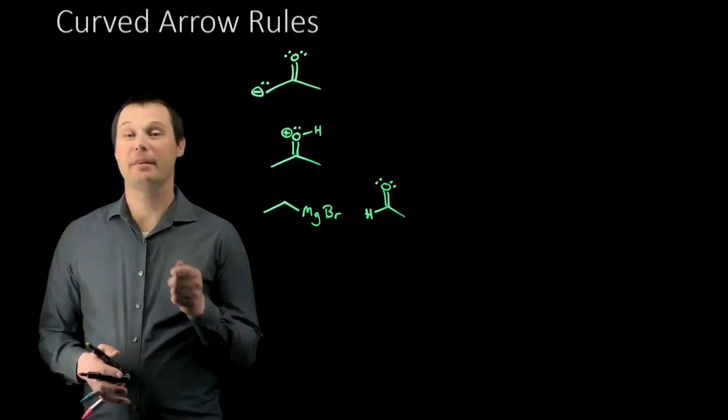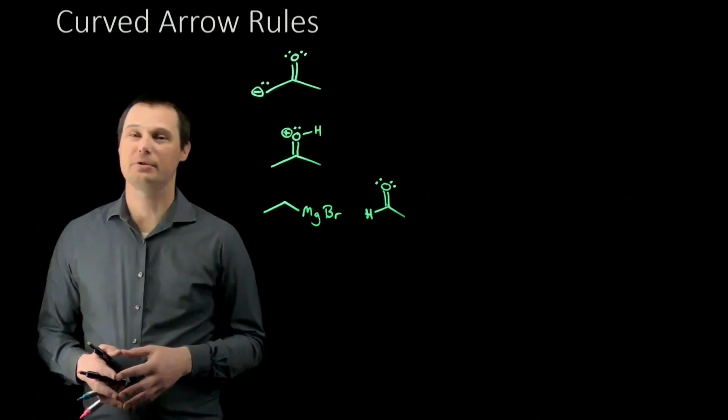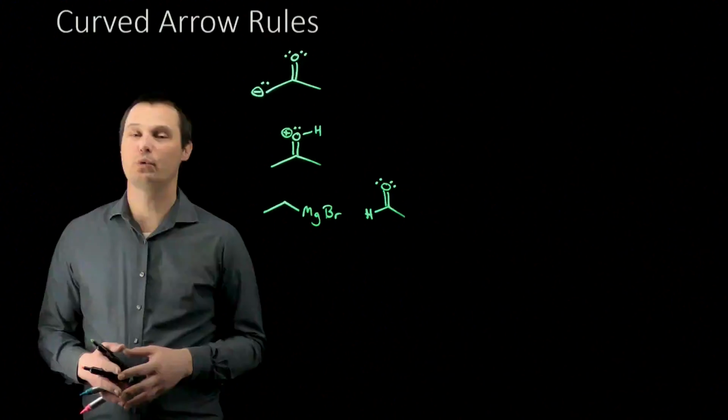The curved arrow is probably the most important arrow in organic chemistry. Stay tuned as I teach you the ninja level rules you need to know.